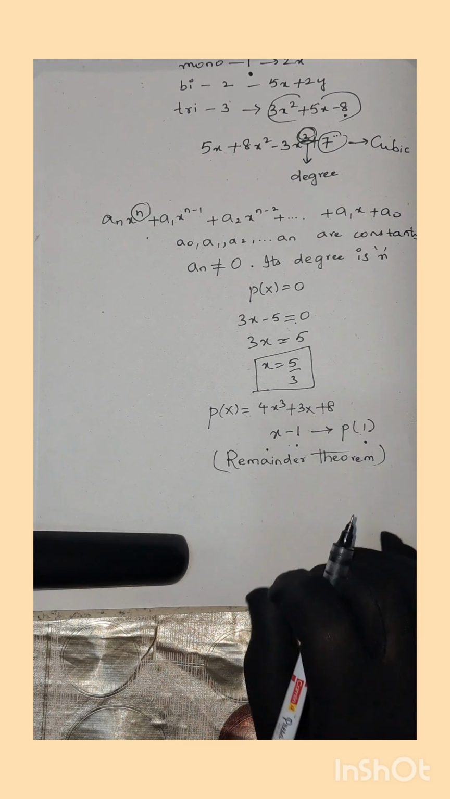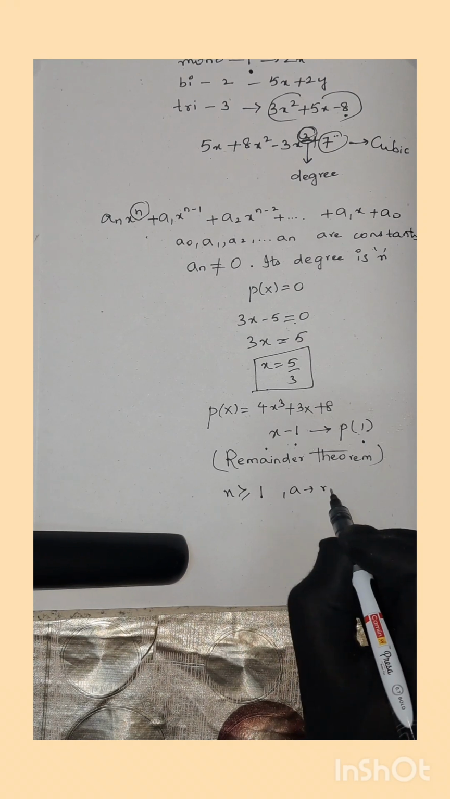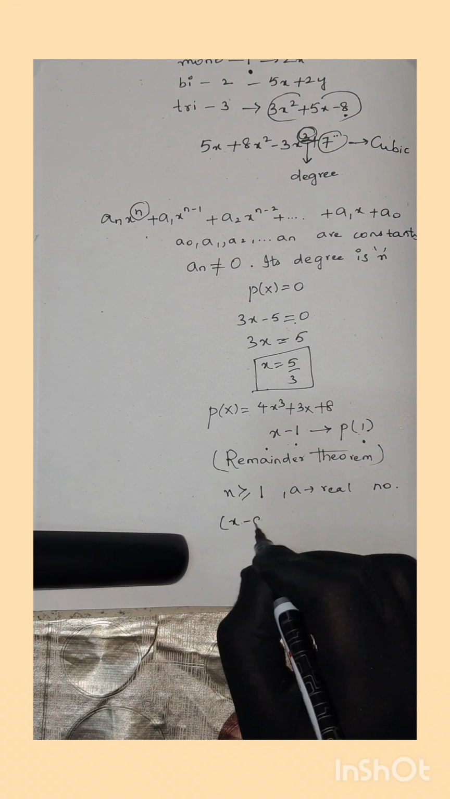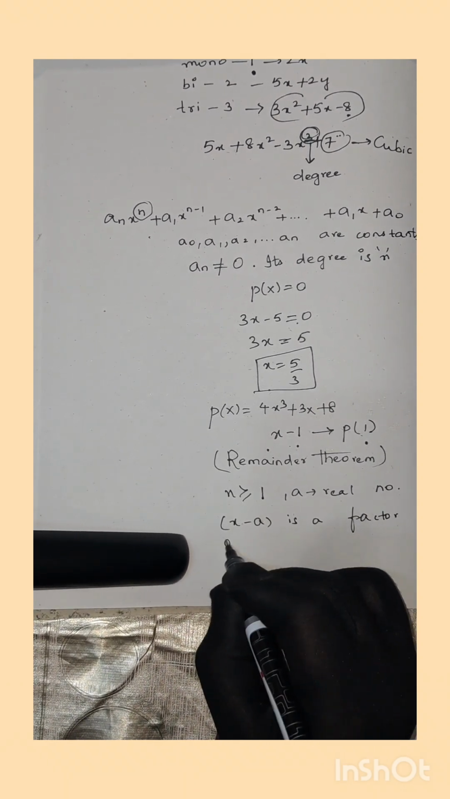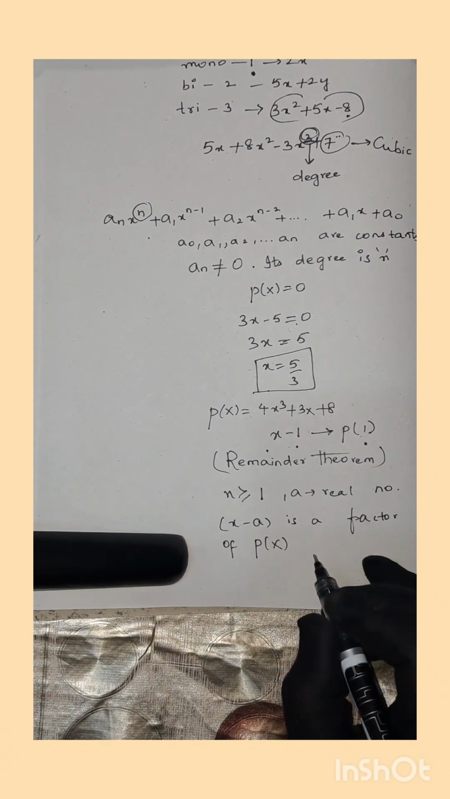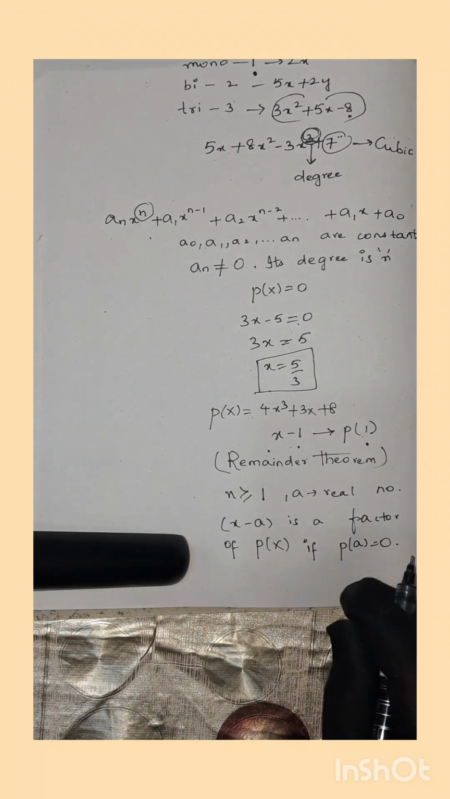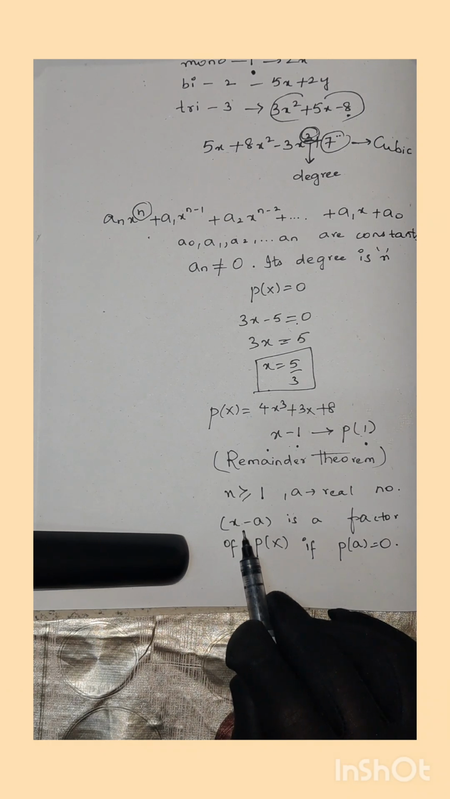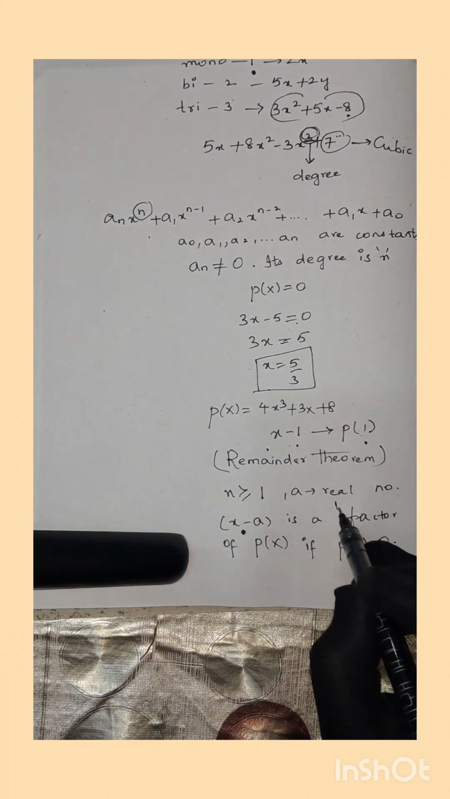If P of x is a polynomial of degree n greater than or equal to 1, and a is any real number, then x minus a is a factor of P of x if P of a is equal to 0. This is one fact. And if x minus a is a factor of the polynomial P of x, then P of a is equal to 0, the converse of it. This we call a factor theorem.